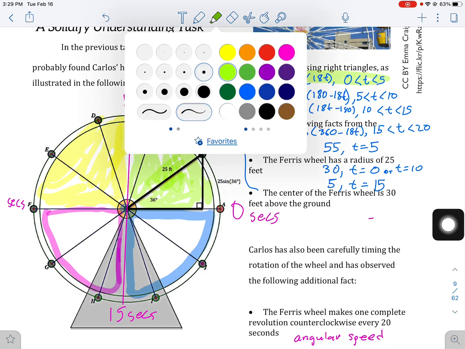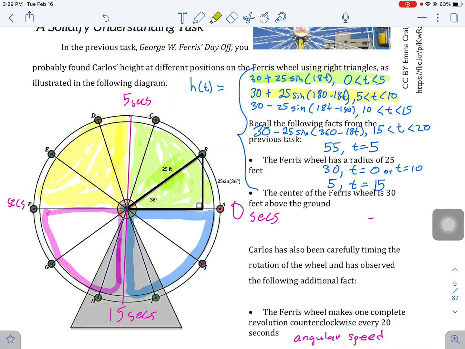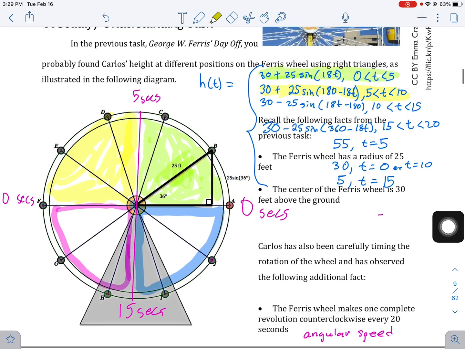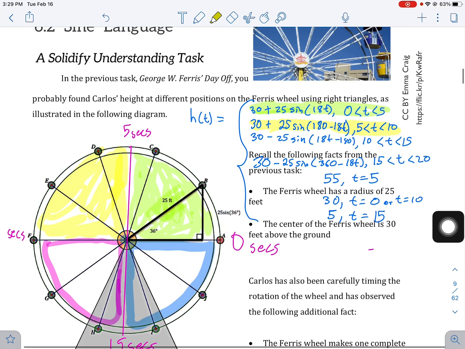The next one, which is yellow, the second quartile, is the same thing except instead of 18t, it's 180 minus 18t. And that is to keep our angles less than 90 degrees. And 180 minus 18t for this many seconds, from 5 to 10, will keep it within that range from 5 to 10. So we're going to use that.